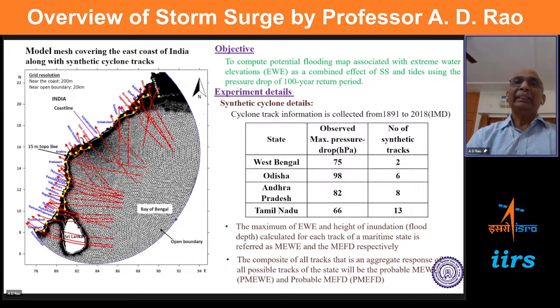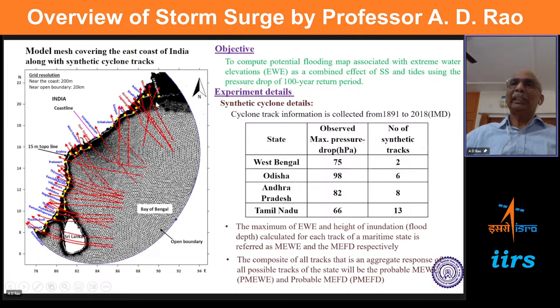For each district, I constructed a synthetic track along the east coast. I'm showing similar, I did actually for the west coast also. We also observed what is the pressure drop on a 100-year return period for each maritime state. For example, West Bengal 75 millibar, Odisha 98, Andhra Pradesh 82, Tamil Nadu 66. We have taken the maximum pressure drop because I want to see the maximum probable total water levels.